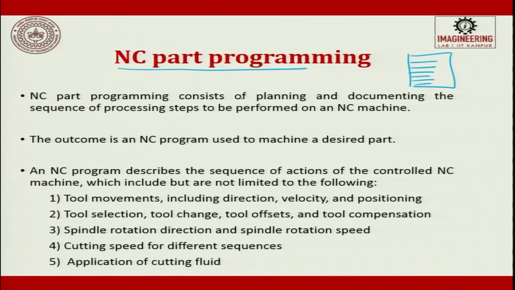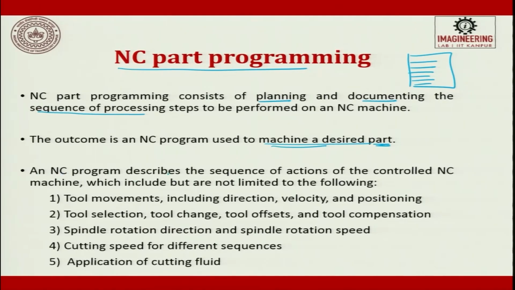NC part programming consists of planning and documenting the sequence of processing steps to be performed on a NC machine. In CAP what we studied was a sequence of processing; here we are trying to see a sequence in a process. For example, in turning, what are all the step by step actions to be followed to produce the part. The outcome is an NC program used to machine a desired part. That is why it is called part programming.